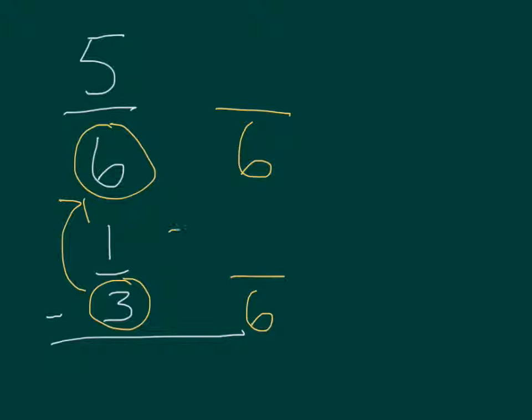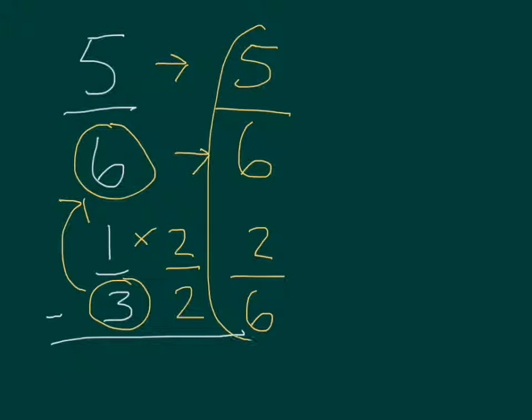So I take both the top and the bottom times 2. 3 times 2 equals 6. 1 times 2 equals 2. Again, since I moved the 6 over, I also move the 5 over. My new problem, 5/6 minus 2/6 equals 3/6.